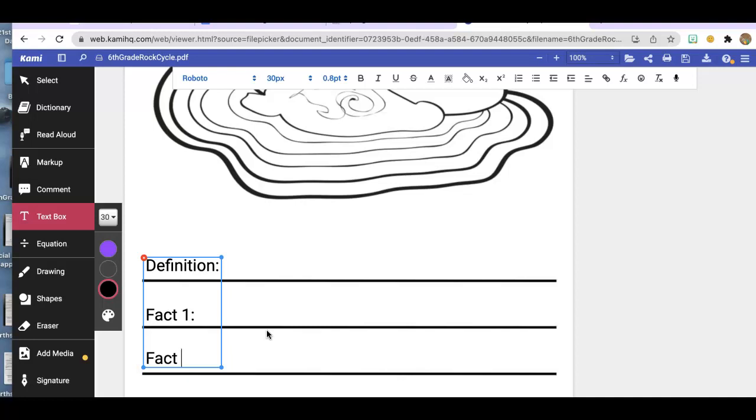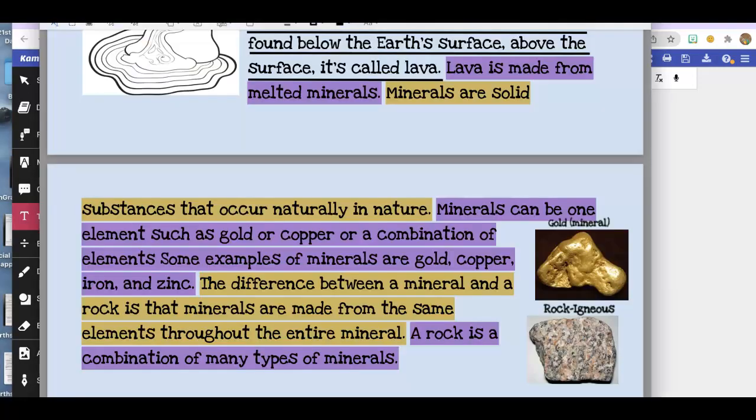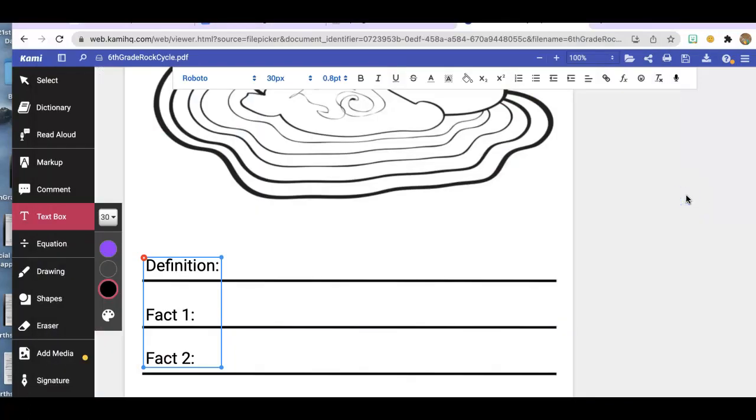I'm going to go to the next available line. Write fact 2. I'm going to go back to my fact and definition sheet and find my next fact that I'd like to use. The next one I see says minerals are solid substances that occur naturally in nature. You are going to write that out next to fact 2 as neatly as you can, okay? Don't traumatize me with your handwriting. Slow it down, be neat, you can do it.